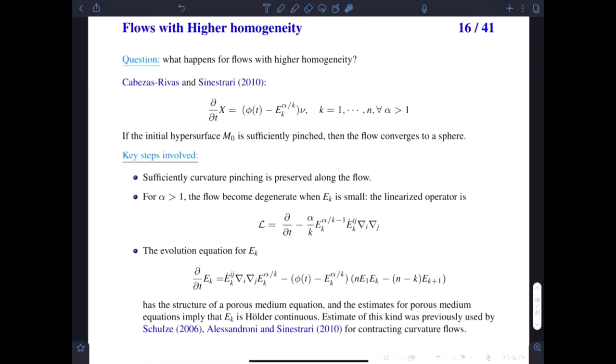And they showed that if the initial hypersurface M0 is sufficiently pinched, then the flow converges to a round sphere. And the condition sufficiently pinched is the same as the one for the corresponding contracting curvature flow. And during the proof, the key steps are the following. The first, the sufficient curvature pinching is preserved along the flow.